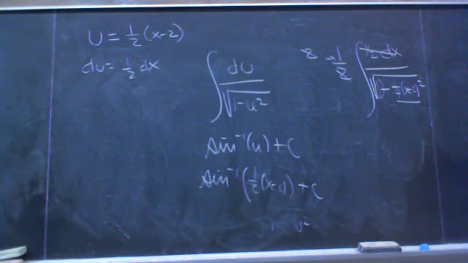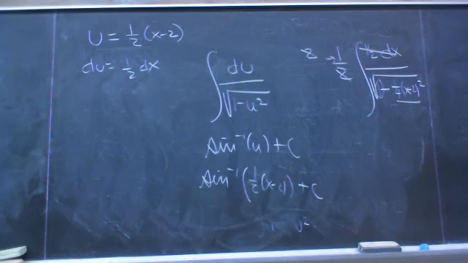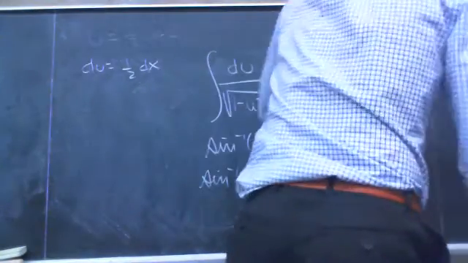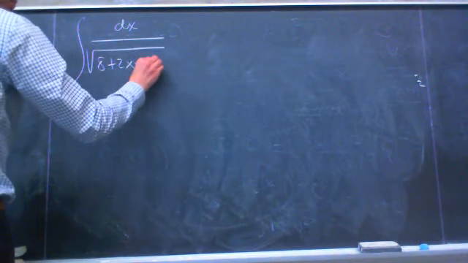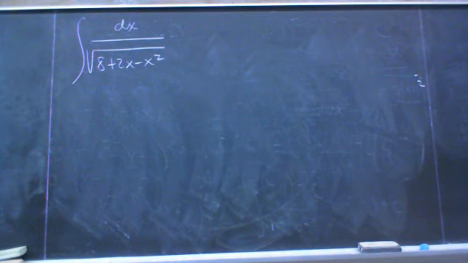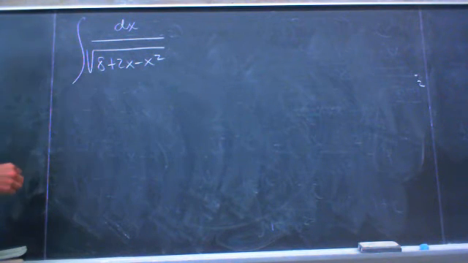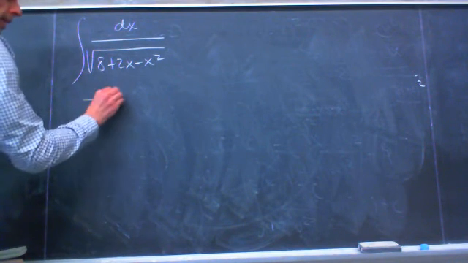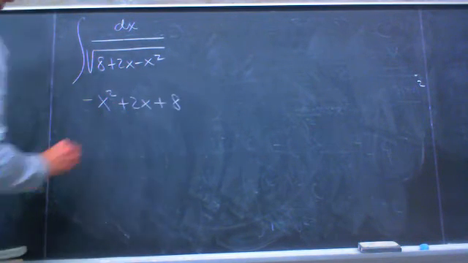Okay? So yes, when we complete the square, they will mold into the type of sine inverse or tangent inverse. Okay? Next is the indefinite integral of dx over the square root of 8 plus 2x minus x squared. So again, if you try and choose u to be the inside stuff, it's not going to work because you won't have the derivative in the integrand. So this will entail a rewrite. Rewrite the inside as negative x squared plus 2x plus 8.